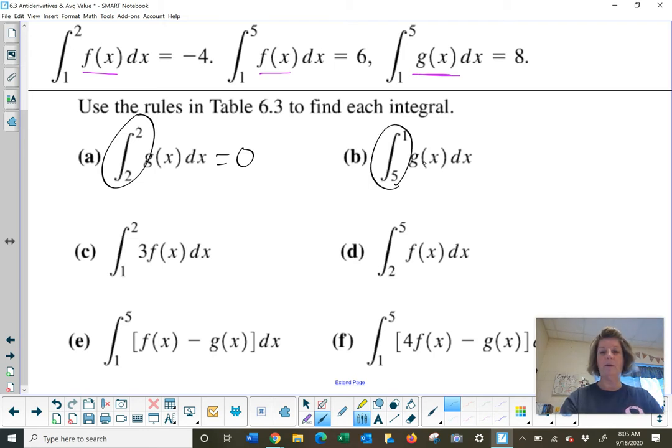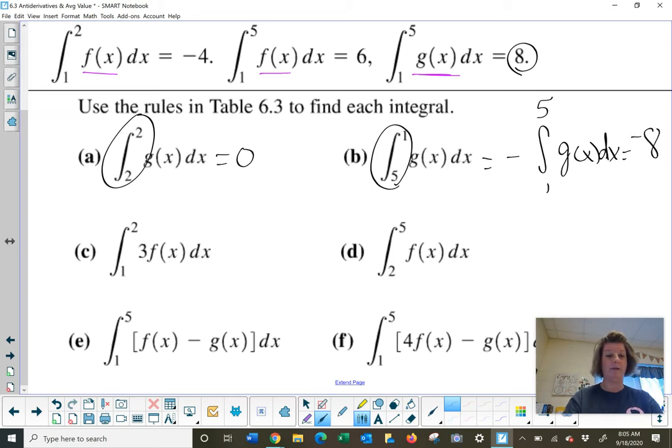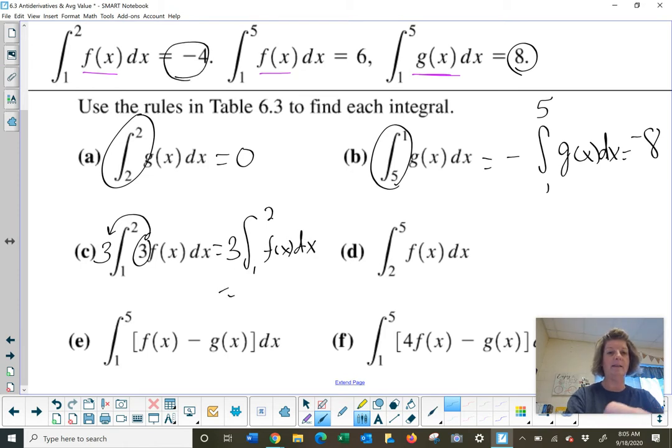This one, if I want to flip it upside down, of course, we know it takes a negative to do that flip over. And then I've got a match from above, and that would give me an area of -8 instead of +8. The 3 multiplier can come out front. And then I've got 3 integral 1 to 2 f of x dx. And 1 to 2 f of x is negative 4, so I'd have 3 times negative 4, getting us to negative 12.